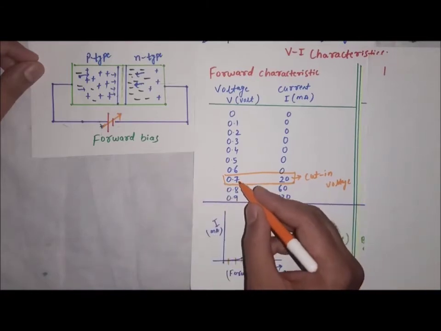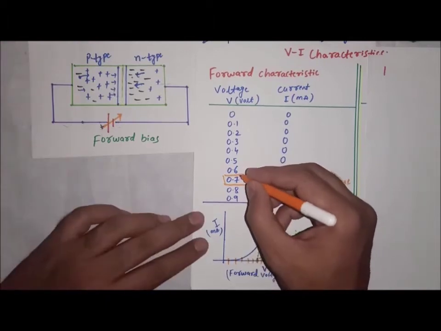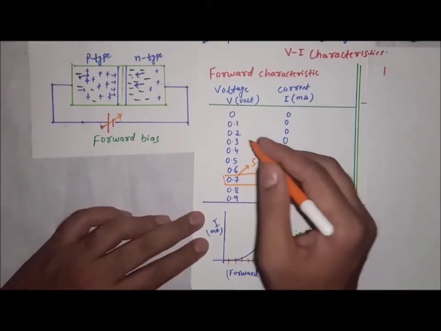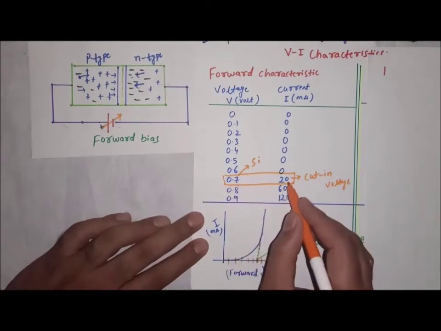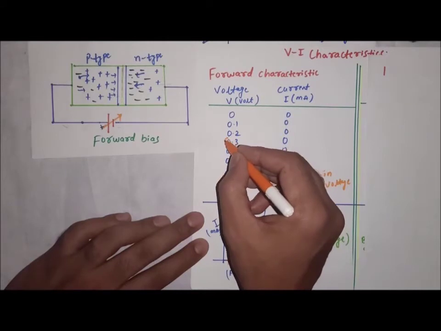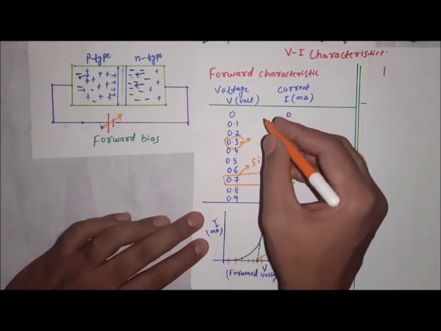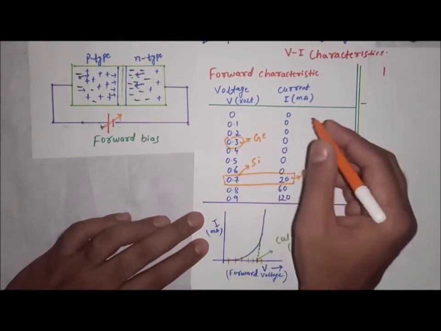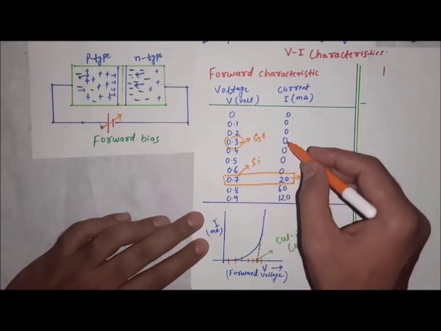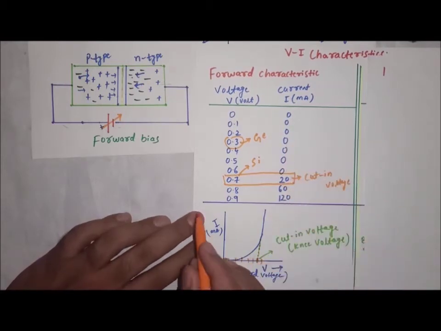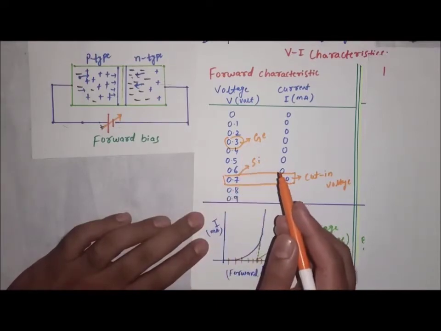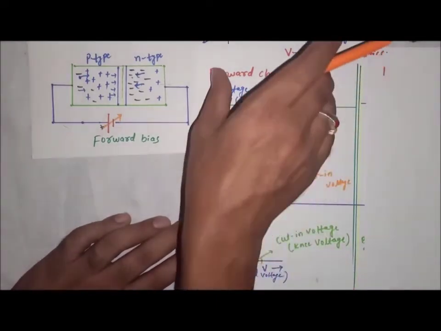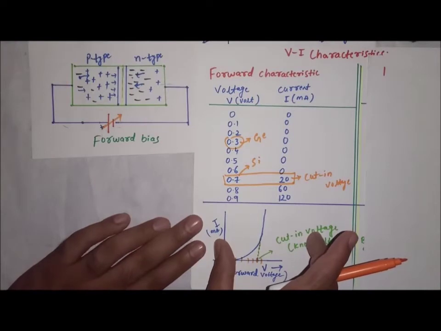And this is 0.7 volt for silicon. If you are using a silicon semiconductor, you will get a sudden change in current at 0.7 volt. But if you are using germanium, at 0.3 volt itself you will get the sudden change in current. From here only you will get the sudden change in current if you are making a diode with the help of germanium. Okay, this is about the forward characteristic of the diodes.